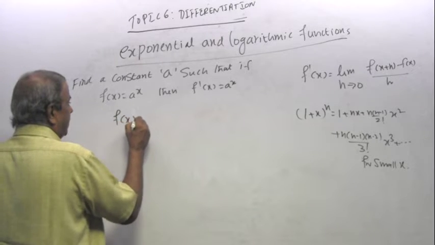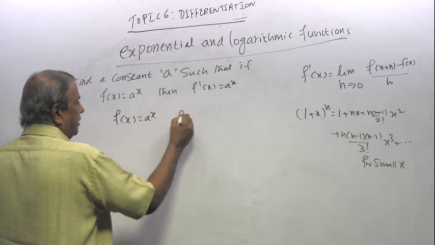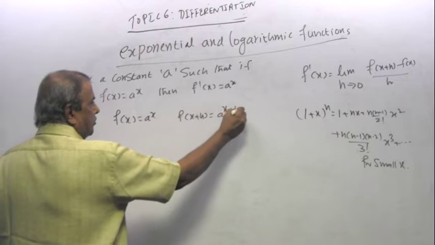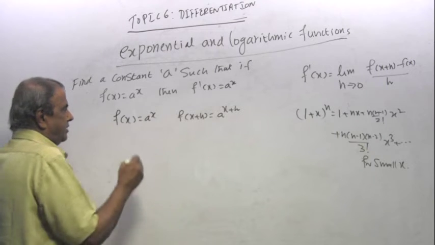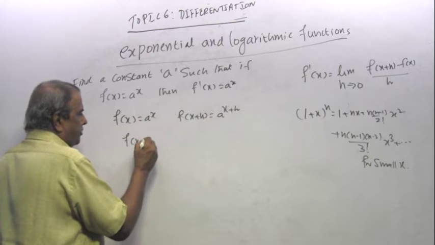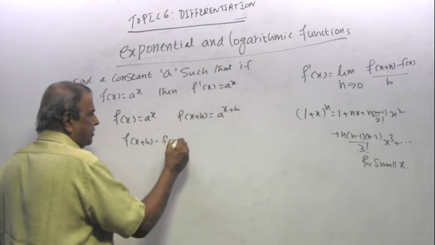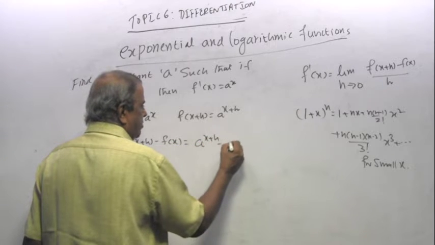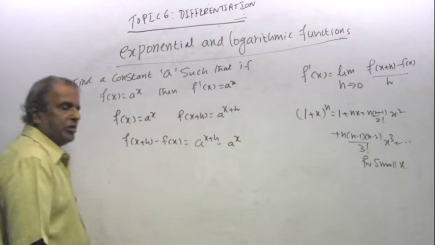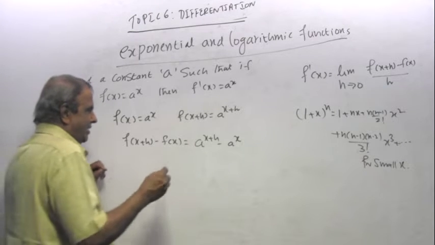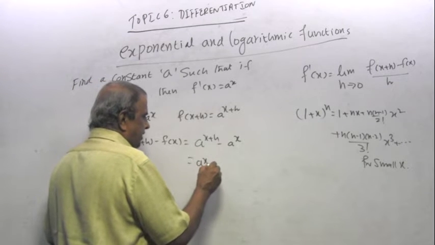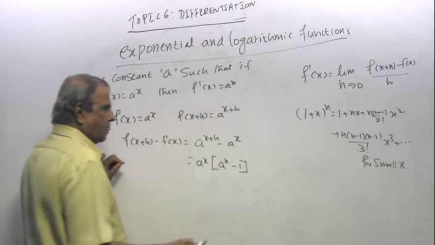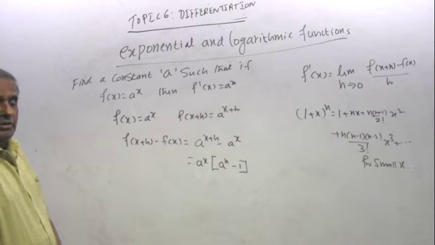f of x is a power x. What is f of x plus h? It is a power x plus h, correct? So what is f of x plus h minus f of x? It will be a power x plus h minus a power x. Please, you can't cancel a power x. So can I write this as a power x times a power h minus 1? My job is to find a.